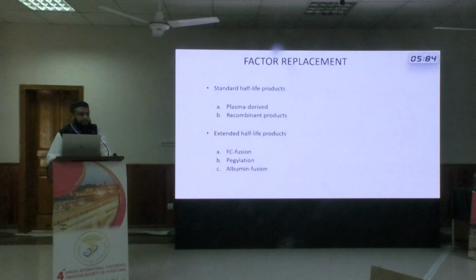For factor replacement, the standard half-life products are plasma-derived and recombinant factors. Their half-life can be prolonged if the Fc portion of immunoglobulin is fused, which makes the half-life 1.5 times longer. And with pegylation or albumin-fused recombinant factors, the half-life is up to 5 times greater than normal factors.